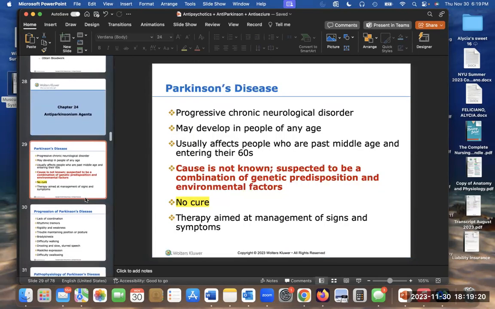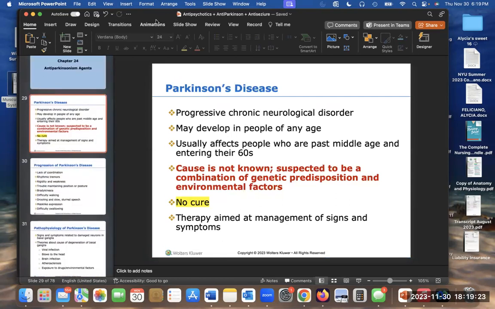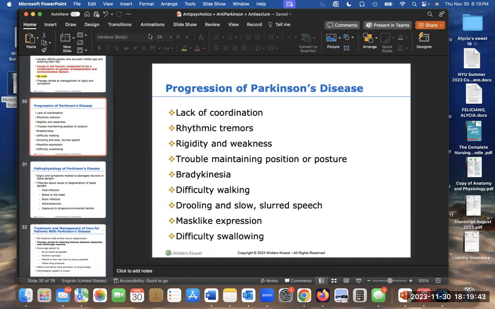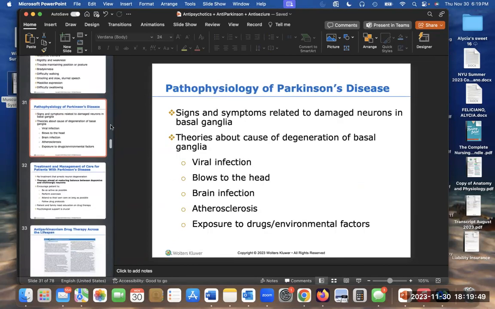Okay, so Parkinson's disease. We spoke about anti-Parkinsonian agents that are reversal for those EPS. So there's a lot of things that overlap. But Parkinson's, we don't really know why it's caused. Usually people who are entering their 60s, could be genetic or environmental, but key thing, no cure. Typically, shuffling gait, slow slurred speech, rigidity, and weakness are common manifestations of Parkinson's disease. The reason why Parkinson's disease happens is there's some sort of damage to the basal ganglia. We don't know why, but something happens here, and that affects some of those dopamine receptors, okay?